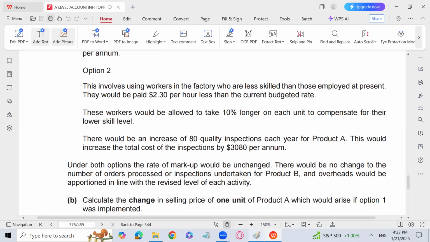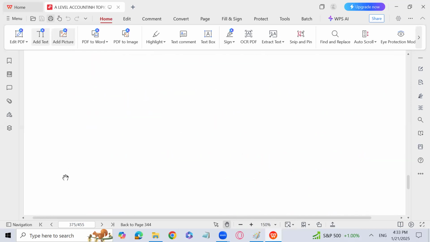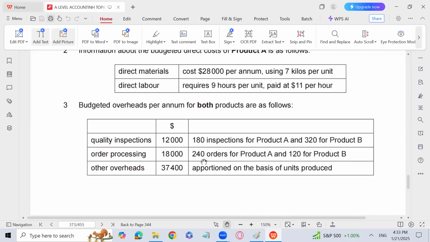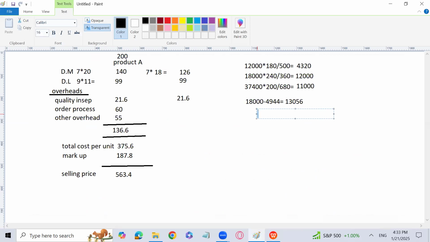So let's go back. We have to decrease the number of orders by 50%. The number of orders for product A is 240. So 240 is going to be decreased by 50%, but it will become 120. So 120 plus 120 becomes 240, which means there is going to be equal distribution. So 13056 multiplied by 120 divided by 240, or 1/2, gives 6528. And 6528 is going to be divided by the 200 units, which gives 32.64. This is going to be the order processing cost per unit for overheads.